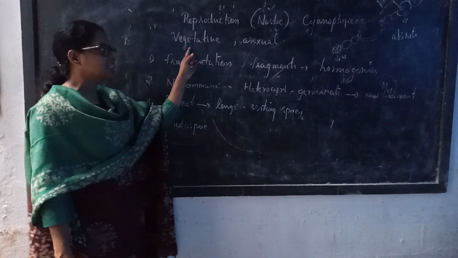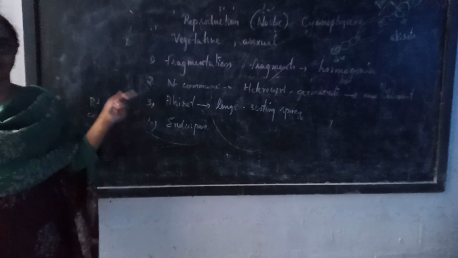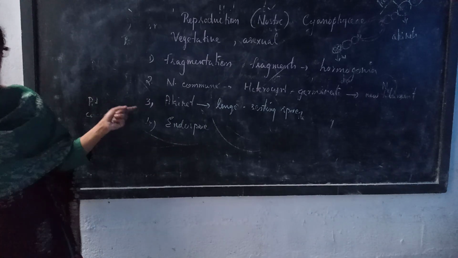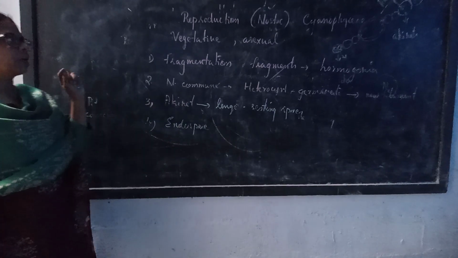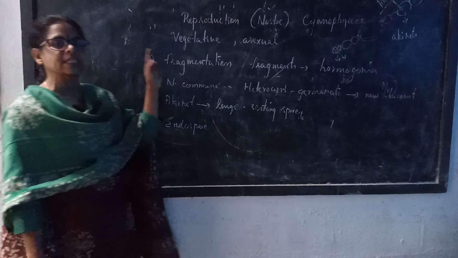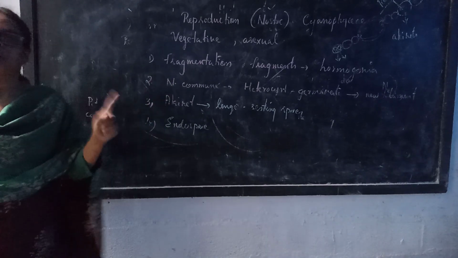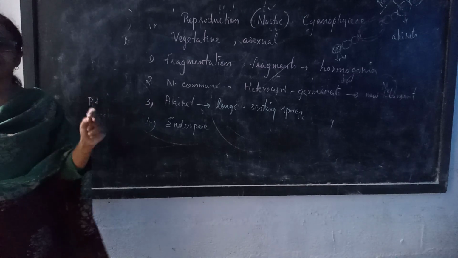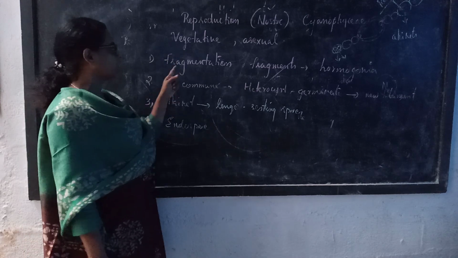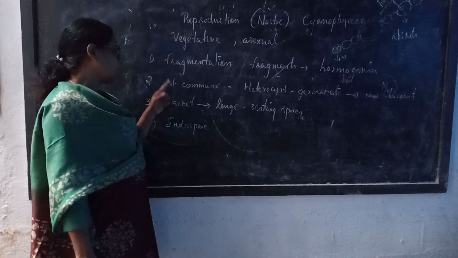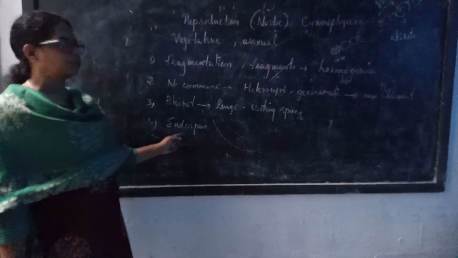So only vegetative and asexual methods of reproduction are present in Nostoc or in the Cyanophyceae group in general. No sexual reproduction. Actually it is a group of algae which are prokaryotic in nature, that is the primitive character. And here the reproductive methods, what are the important methods? Fragmentation, then through heterocyst formation, then akinete and endospore formation.